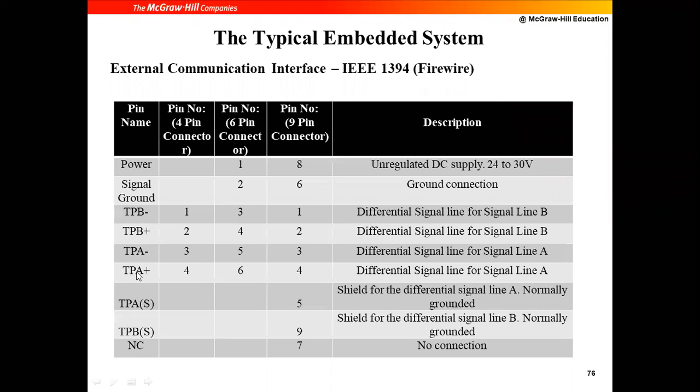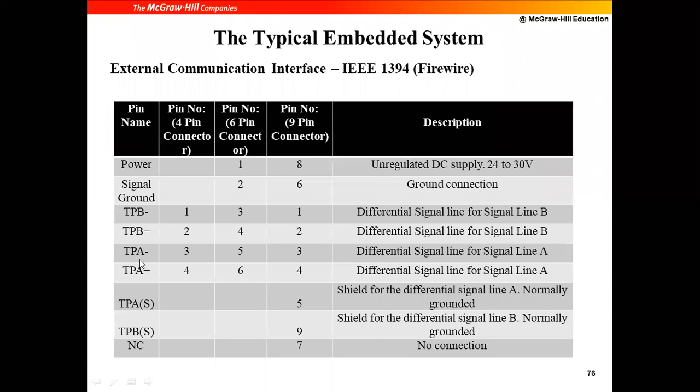Say at device 1, you want to transfer data from device 1 to device 2. If I assume the device 1 transmit pin is TPB, that is signal line B, then at device 2 it will be connected to TPA, that is signal line A. Similarly, vice versa. So transmission and receiving can both be done at a time. For that purpose, you will have two different signal lines, signal line B as well as signal line A.